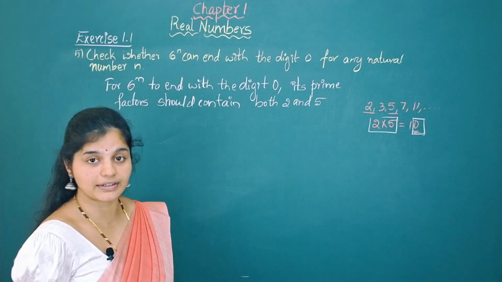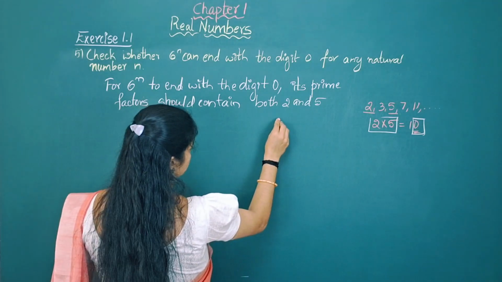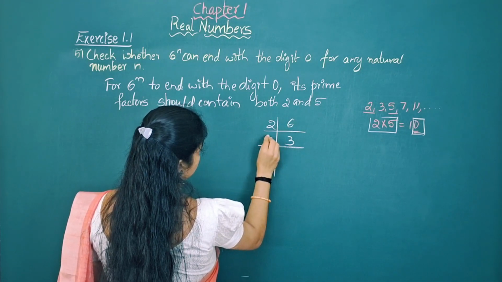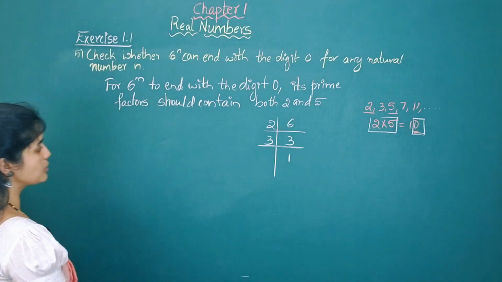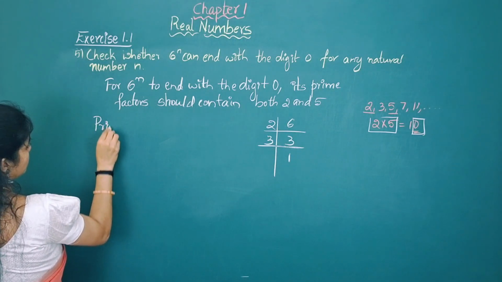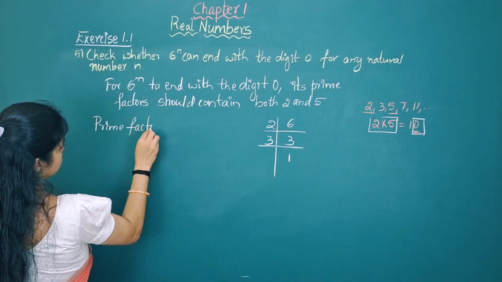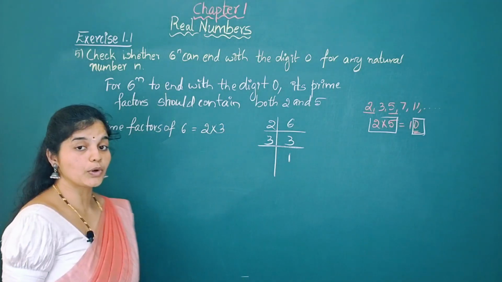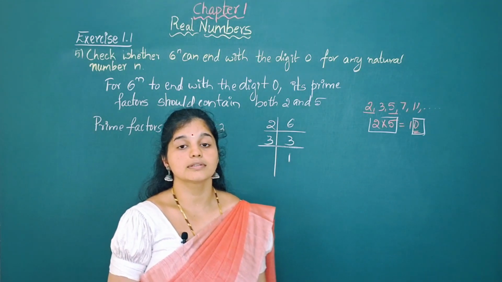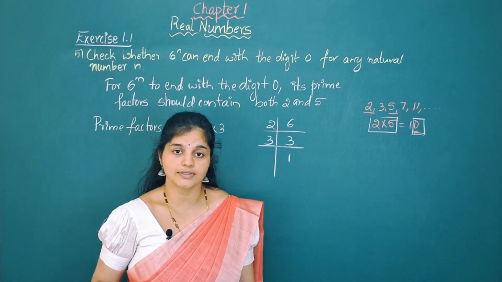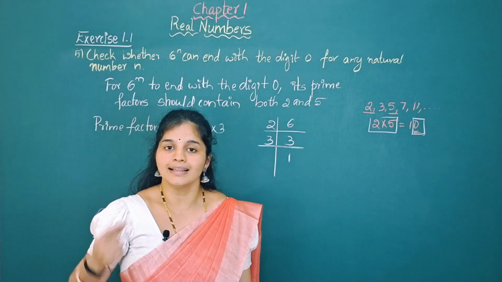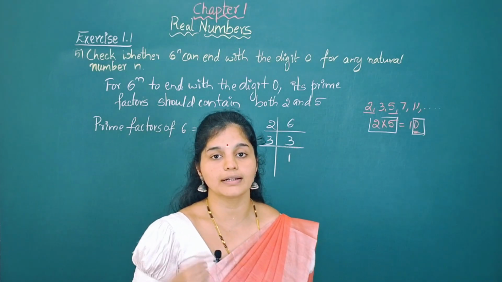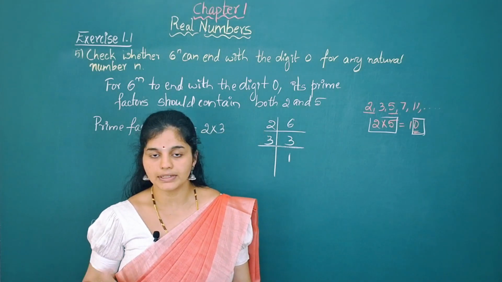Now let's do the prime factorization of 6. So we have 2 3s are 6, 3 1s are 3. Okay. So the prime factors of 6 is equal to 2 into 3. So what we wanted? We wanted the numbers 2 and 5 in the prime factorization of the number 6^n. In 6^n, the factors of 6 are not common, the power of the factors is n. If we raise it to n, we will get 6^n.